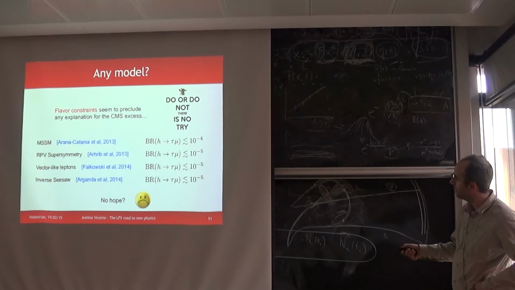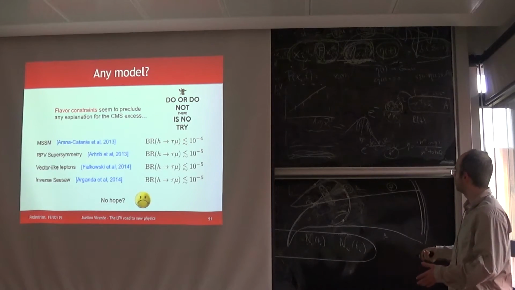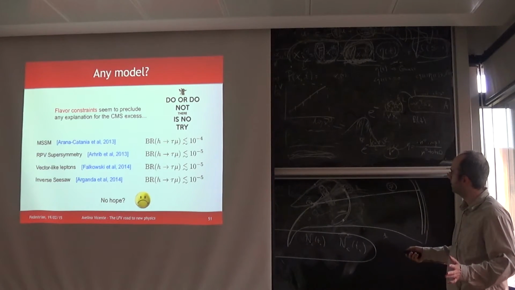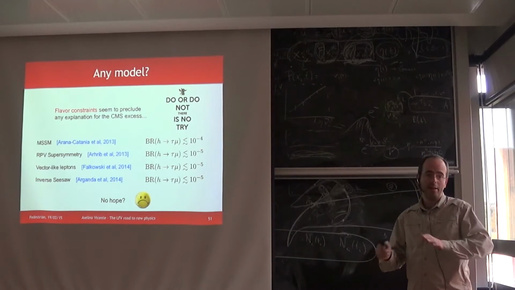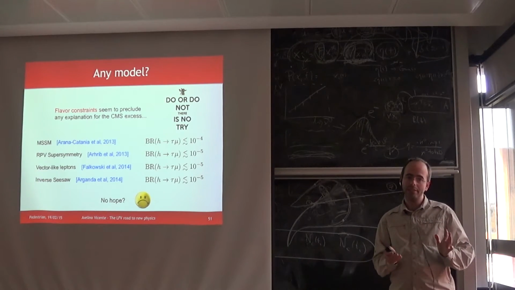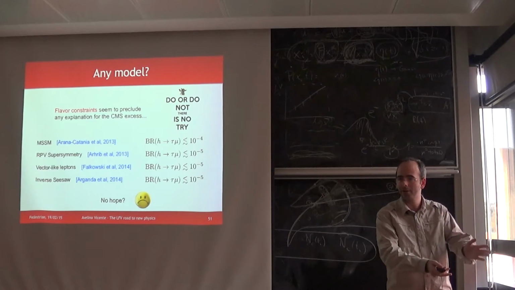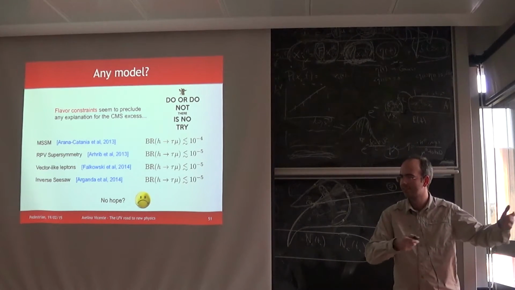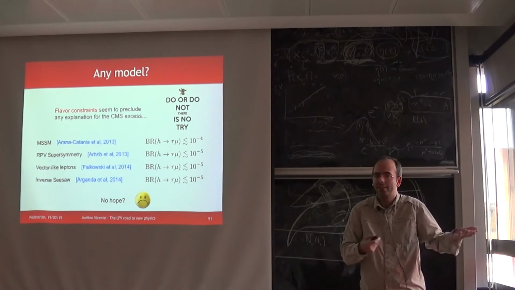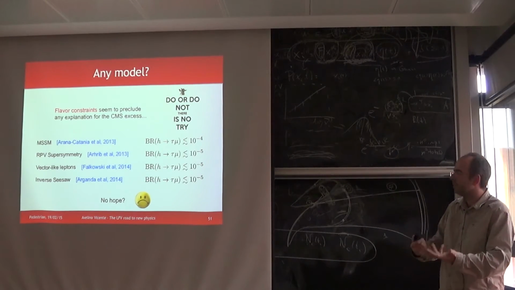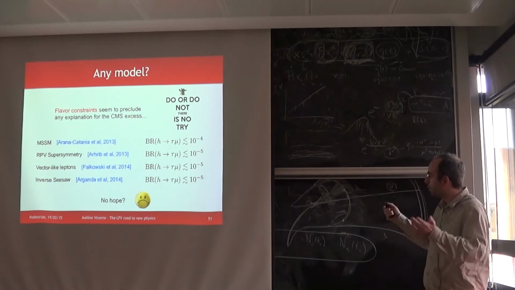This was the same in R-parity violating supersymmetry. This is with vector-like leptons in the inverse seesaw. So people really got crazy trying to find models where this was possible. But always it was the same problem. Every time you wanted to increase the branching ratio for Higgs into tau mu, you found that you were exceeding some limits. So you were forbidden to do that. You cannot exceed the other limits. So there was some tension. And so the conclusion was, is there no hope?